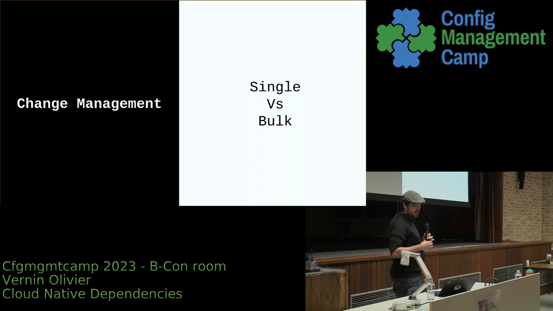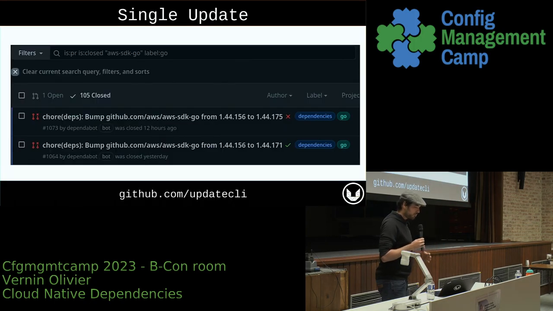Another topic, and I don't really have an answer on this one, is: how do you want to handle change in your project? There is the single approach, and there is the bulk approach. For the single approach, the idea is quite simple. You have one change, you open a PR, you test that change, and then you move to the next one. Who is using Dependabot in the room? Okay, quite a few. One of the frustrations that we get, the next question is, who's using Dependabot with a JavaScript project? Okay, that's fun.